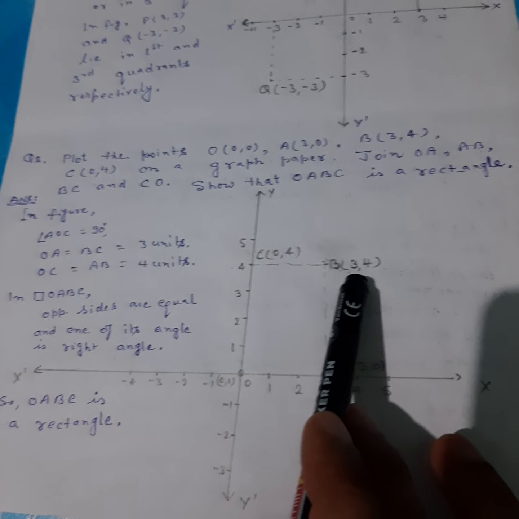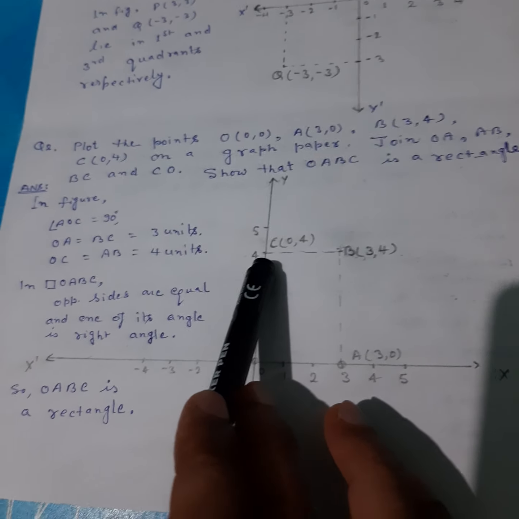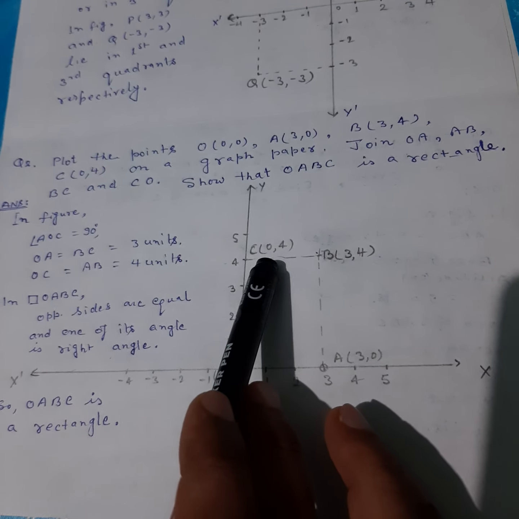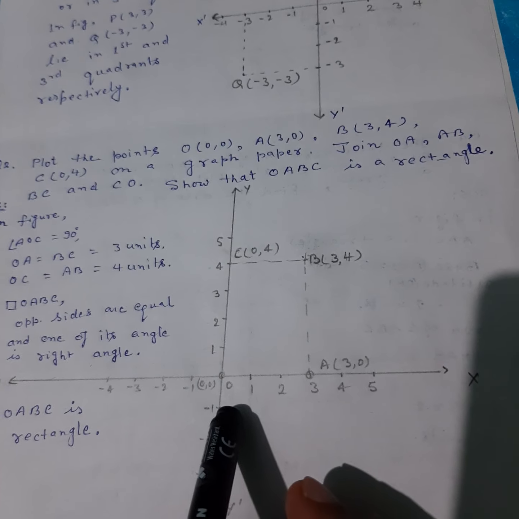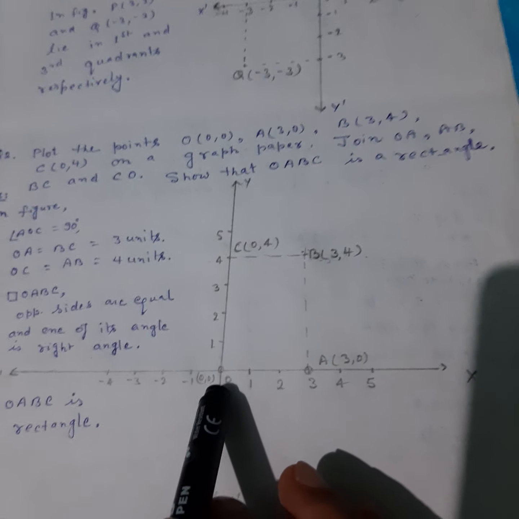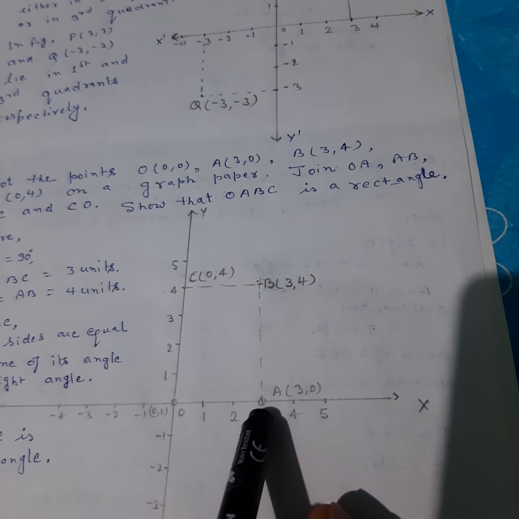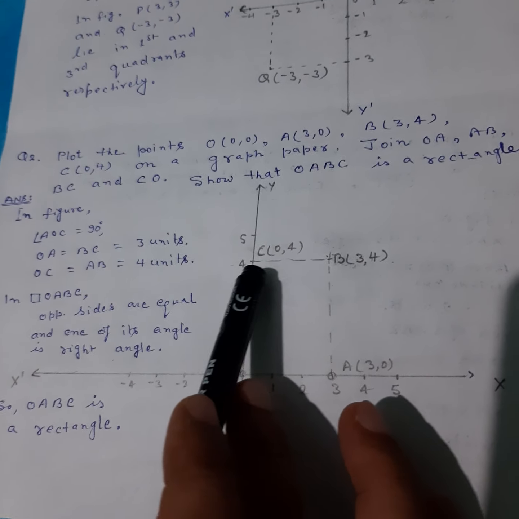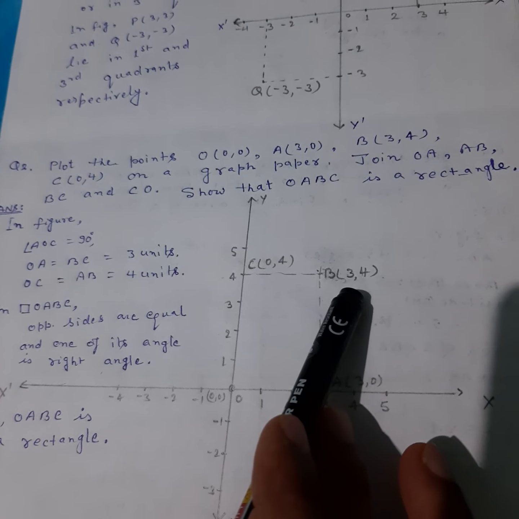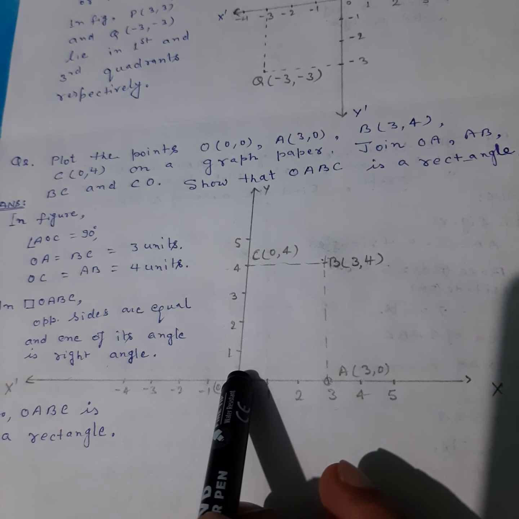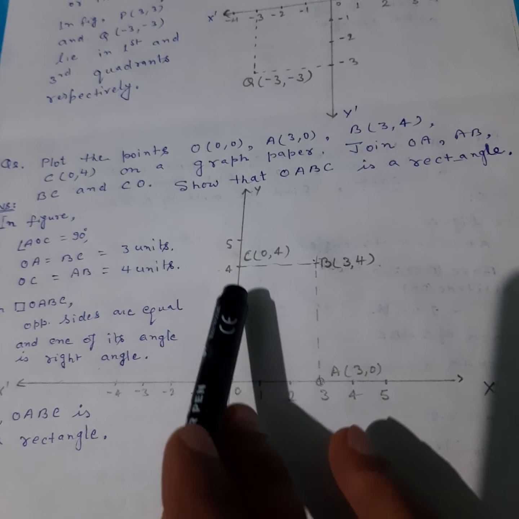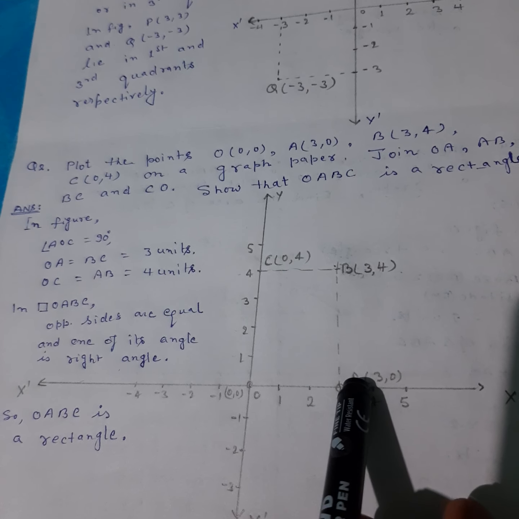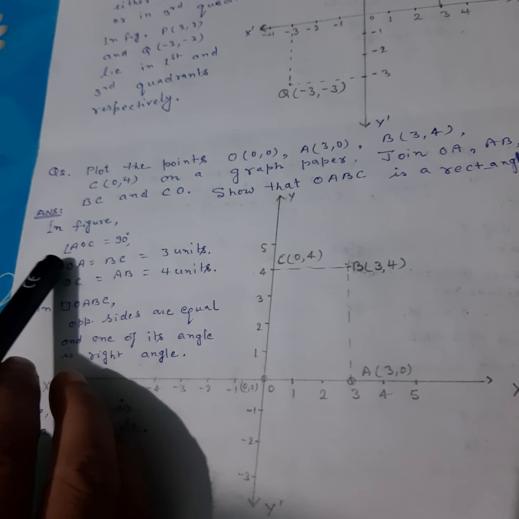whose coordinate is (3,0), the coordinate of B is (3,4), and C is on the y-axis whose coordinate is (0,4). Here OA equals 3 units and BC equals 3 units. OC equals AB, both are equal to 4 units, as in the figure.